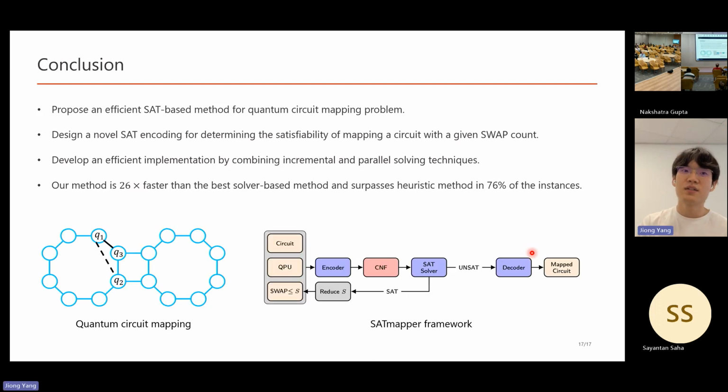So in conclusion, in this work, we propose an efficient set-based method for the quantum circuit mapping problem. We design a novel set encoding for determining the satisfiability of mapping a circuit with a given swap count. We then develop an efficient implementation to solve the encoded CNF by combining incremental and parallel solving techniques. And empirically, our method is 26 times faster than the best solver-based method and surpasses the heuristic method in 76% of the instances. So with that, I want to thank all of you for attending my talk.